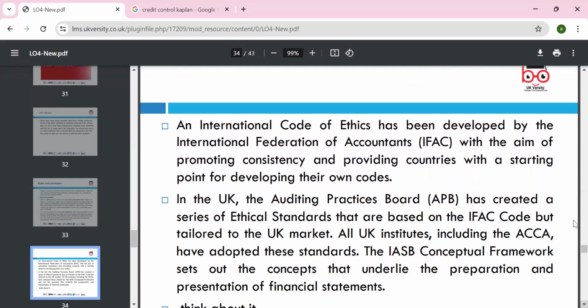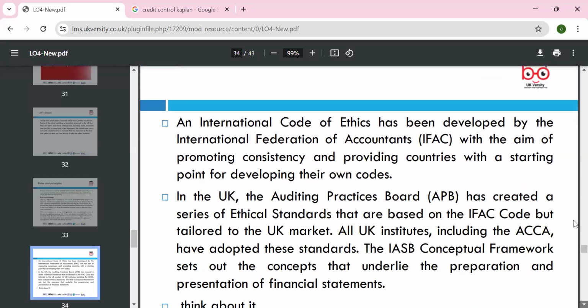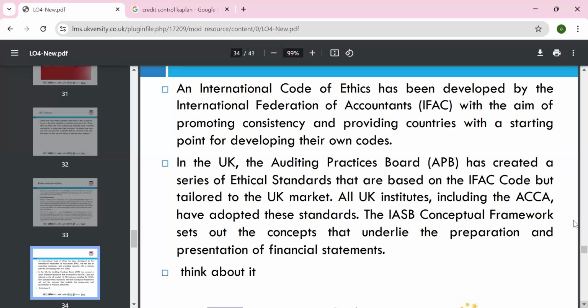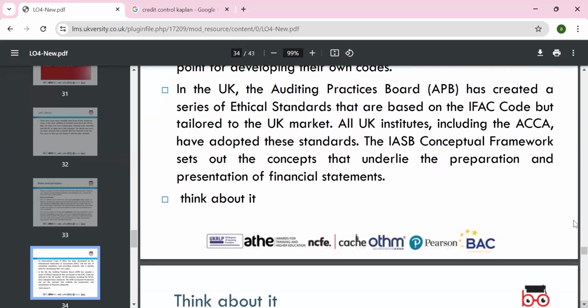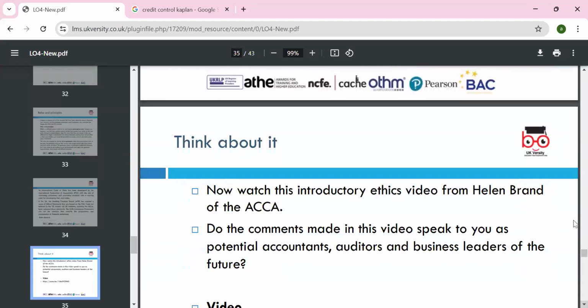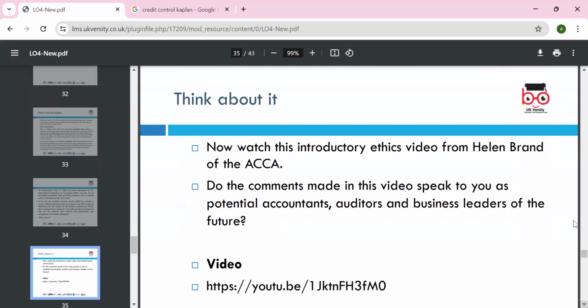The International Code of Ethics has been developed by the International Federation of Accountants. They aim to be consistent and provide countries with a starting point for developing their own code, because they can follow it internationally or set up their own code of practice in the light of the International Ethics Standards Board. The International Accounting Standards Board's conceptual framework sets out the concepts for the preparation and presentation of the financial statements. Now, watch, I will introduce the video.